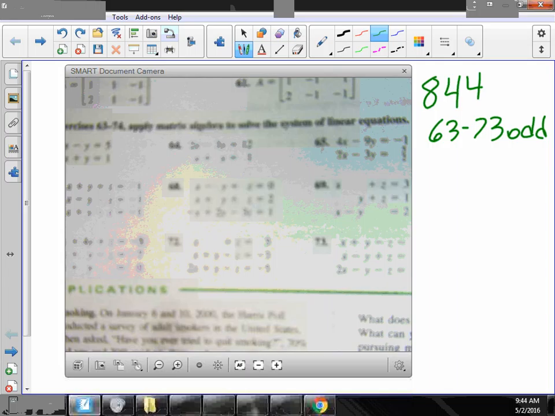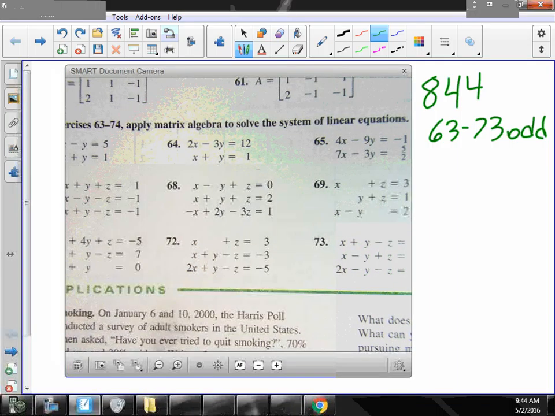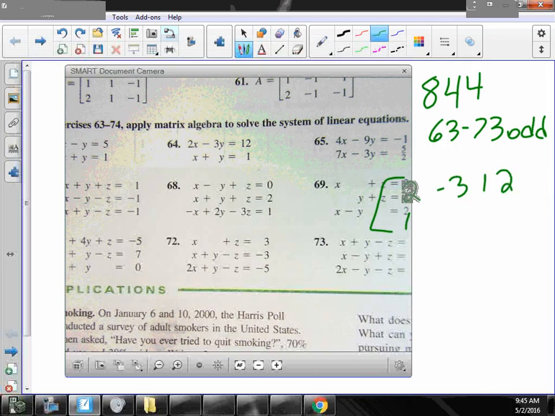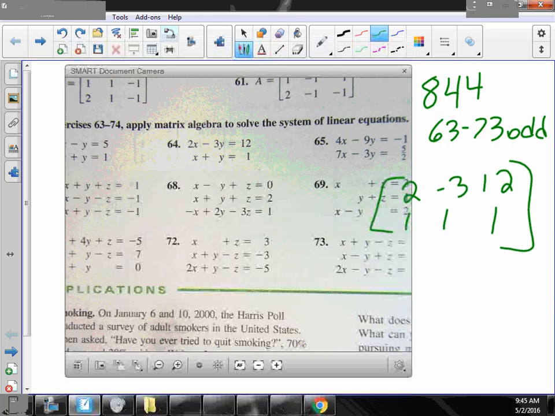First off, does 64 have one solution? How do we know? The second equation is not a scalar multiple of the first. Now, with three equations, it gets a little bit more complicated because if two equations are identical, then that would create no solutions or infinite solutions. But if one equation is the sum of the other two, then that would also create no solutions. So we've taken this in a matrix, 2, -3, 12, 1, 1, 1, and we've solved it that way.